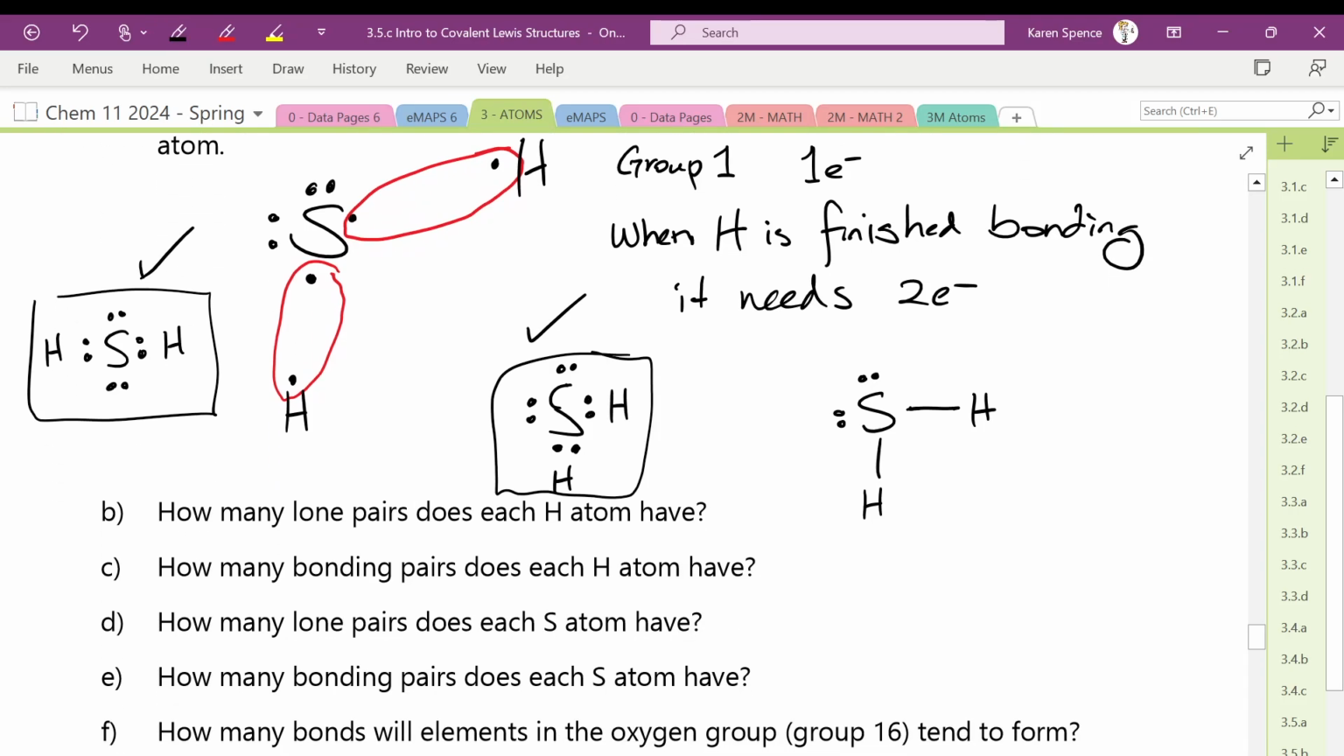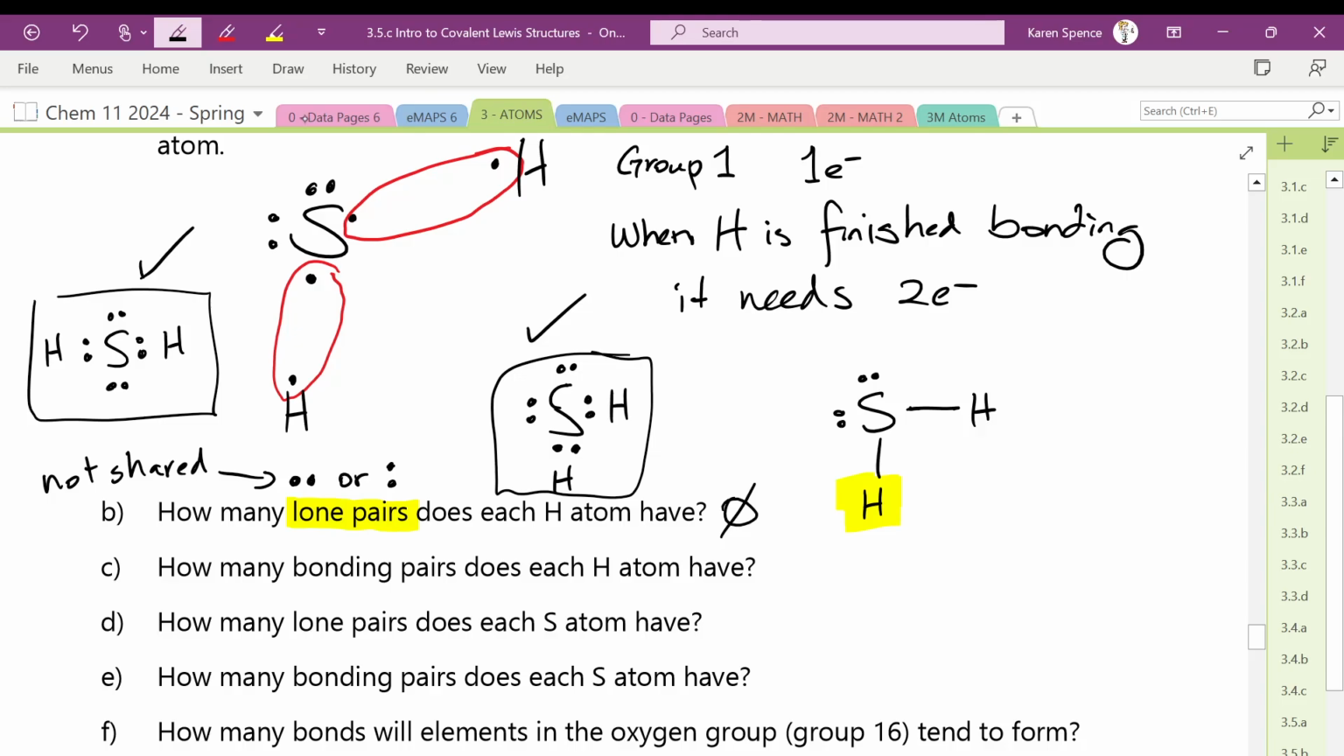Okay, and now we look for lone pairs. Now, a lone pair looks like this, or it looks like this. That is one lone pair, 2 electrons, that's not shared by the 2, okay? So how many lone pairs does a hydrogen atom have? None. Okay, there's no lone pairs on hydrogen.